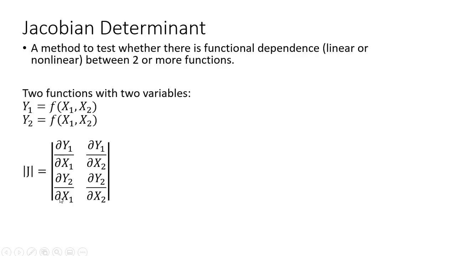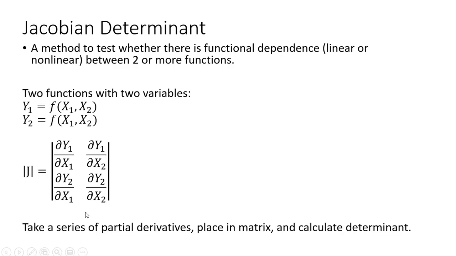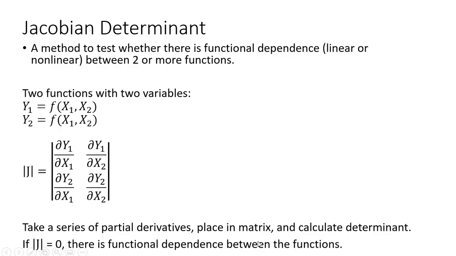And this is what the Jacobian determinant is. It's basically a matrix here that we're going to take the determinant of, where the matrix consists of a bunch of partial derivatives. So we're going to take a series of partial derivatives of both of these functions, place them in the matrix, and then calculate the determinant of the matrix to determine whether there is functional dependence between these two functions. If the Jacobian determinant is 0, there is functional dependence between the functions.